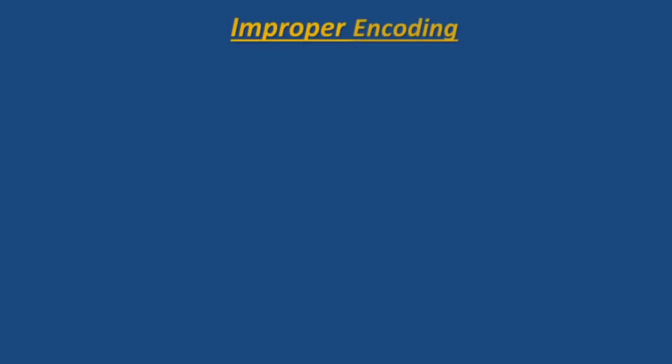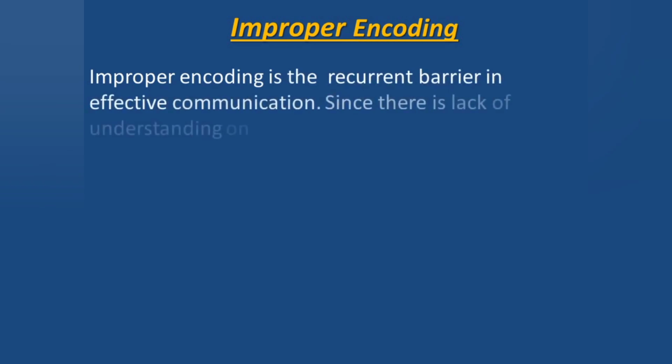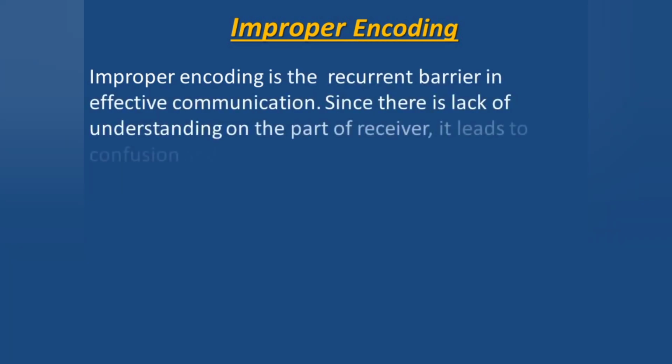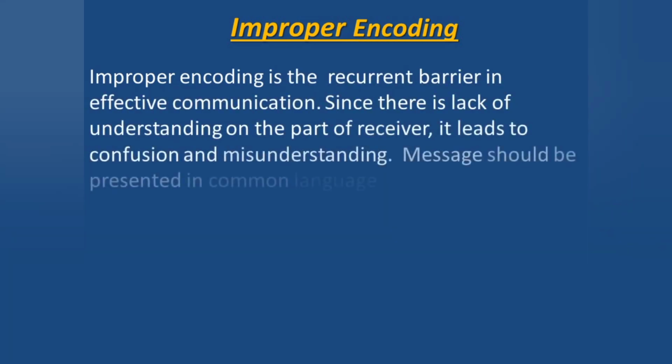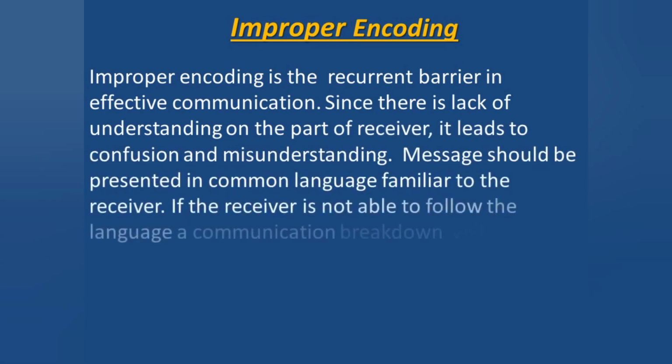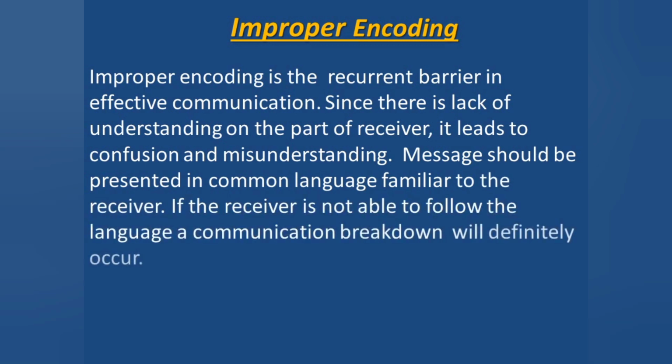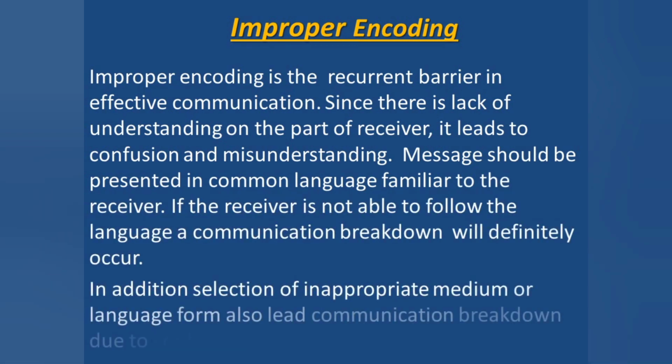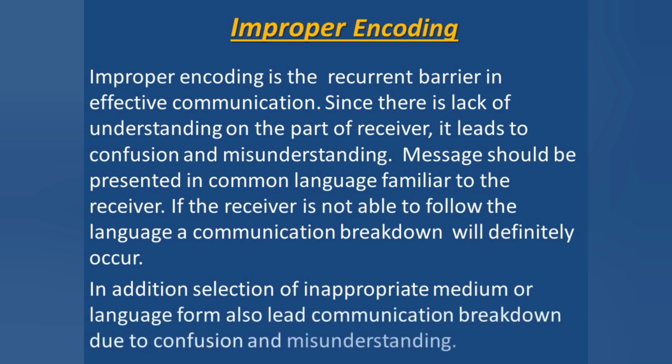Improper encoding. Improper encoding is the recurrent barrier in effective communication. Since there is a lack of understanding on the part of the receiver, it leads to confusion and misunderstanding. The message should be presented in a common language familiar to the receiver. If the receiver is not able to follow the language, a communication breakdown will definitely occur. In addition, selection of an inappropriate medium or language form also leads to communication breakdown due to confusion and misunderstanding.